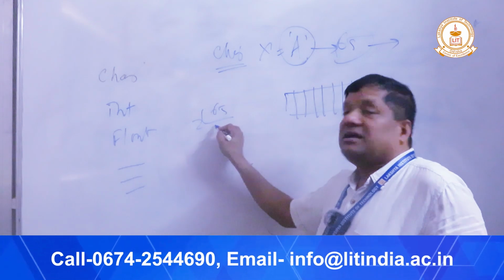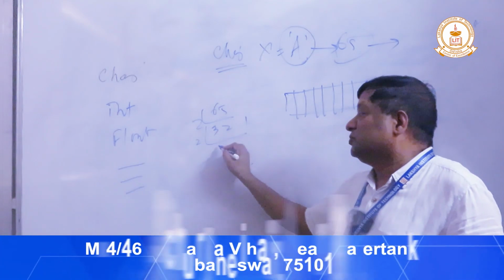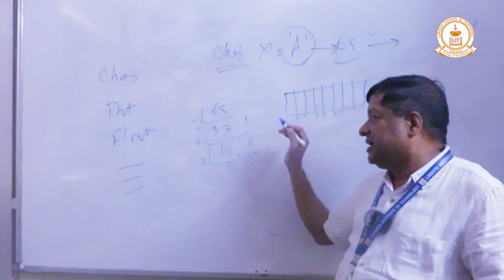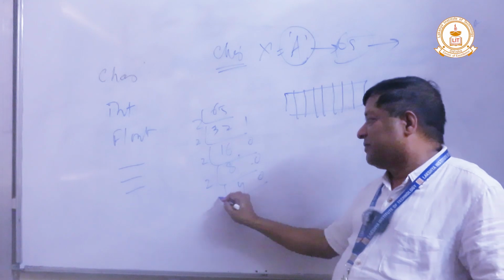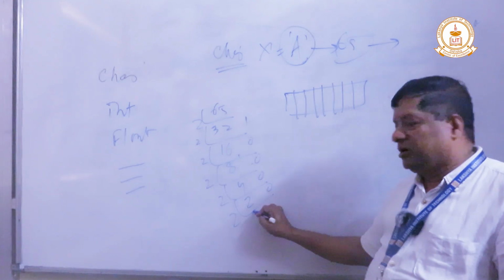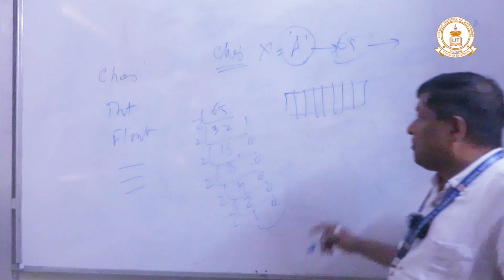65 divided by 2 is 32, remainder is 1. 32 divided by 2 is 16, remainder is 0. 16 by 2 is 8, remainder 0. 8 by 2 is 4, remainder 0. 4 by 2 is 2, remainder 0. 2 by 2 is 1, remainder 0. And the last 1, remainder 1.